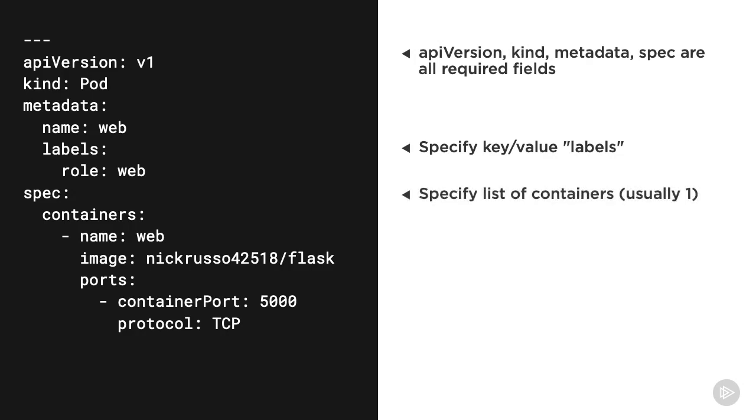Under the spec key, we specify our list of containers. Oftentimes, there is only one container per pod. Deeper in the structure, we can specify details like which TCP ports are exposed on the container. It's kind of like Docker Compose.